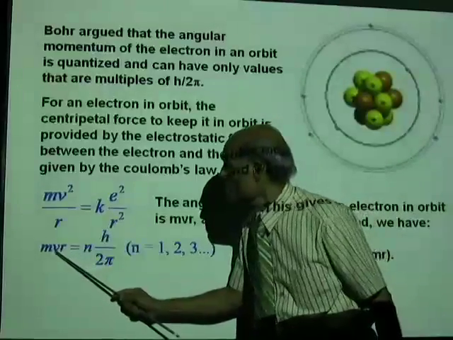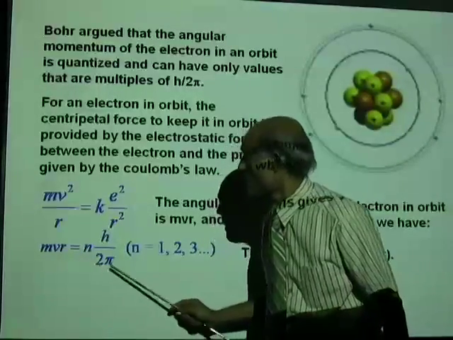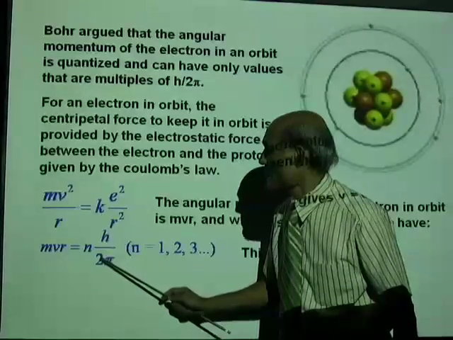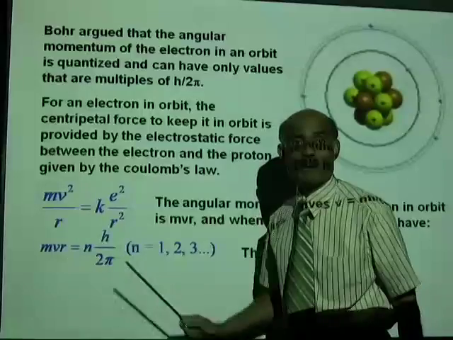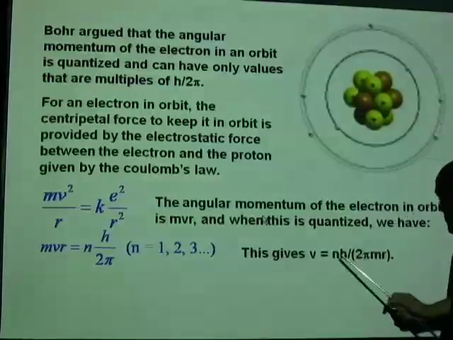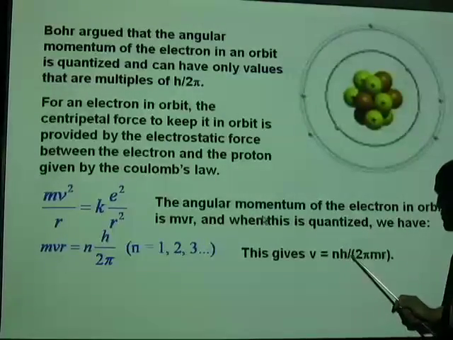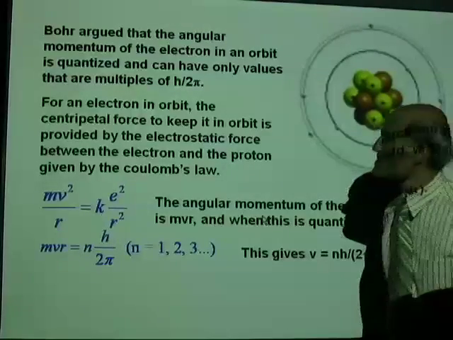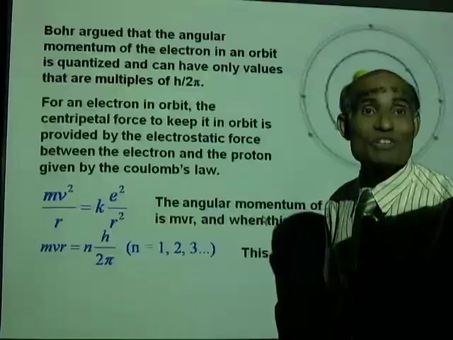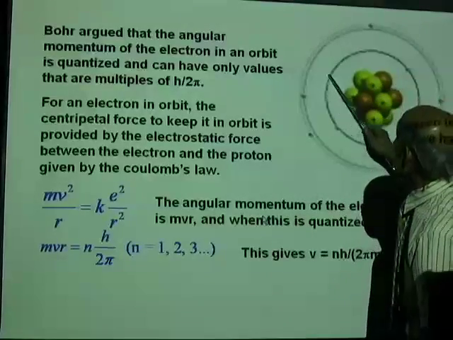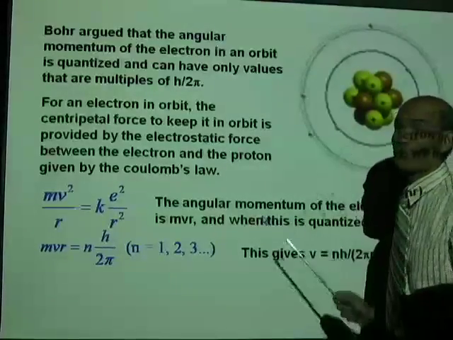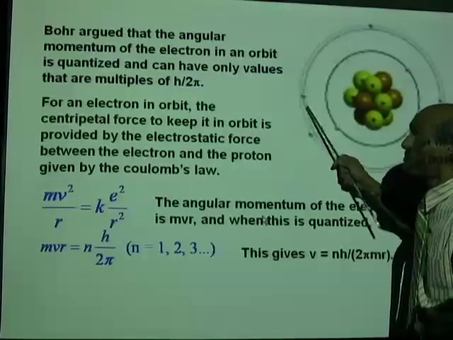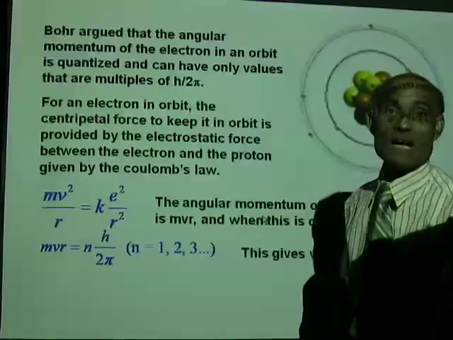Now, v will be equal to nh divided by 2 pi mr, and that is the orbital velocity of the electron. The velocity of the electron in an orbit, where n equal to 1 is orbit 1, n equal to 2 is orbit 2, and so on.